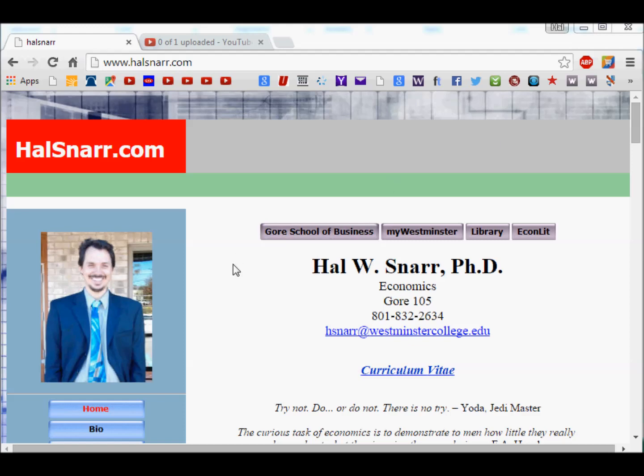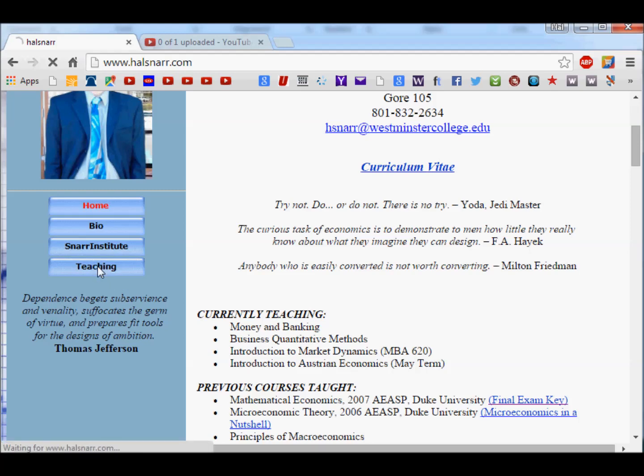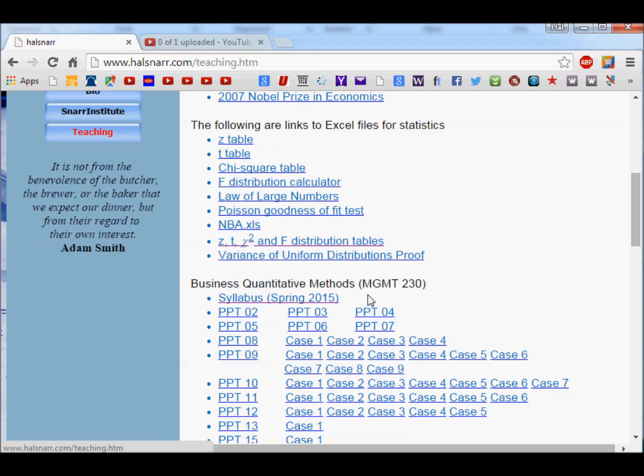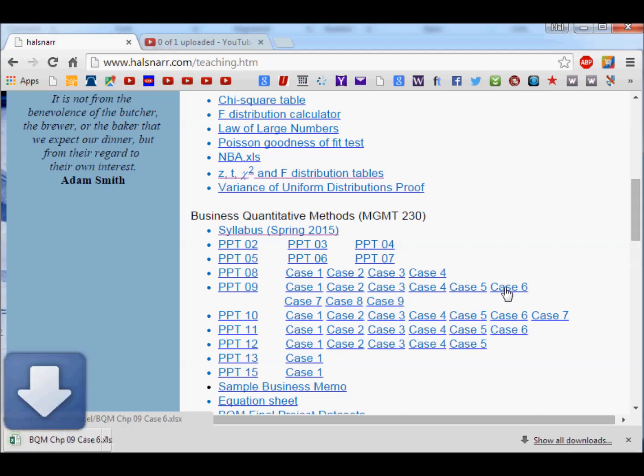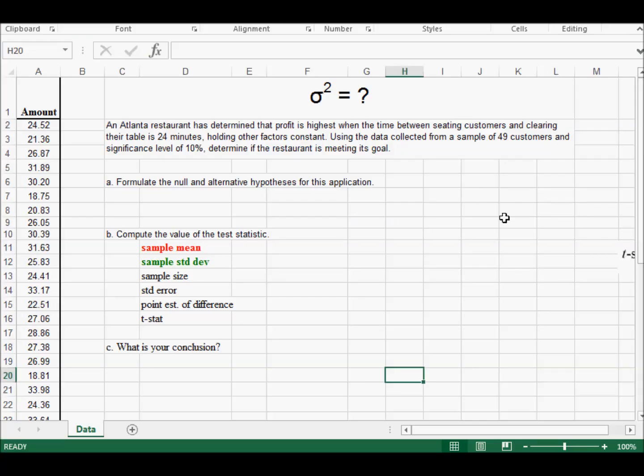Now we want to do case 6 from chapter 9, which is on my website. Click on teaching, scroll down until you see PowerPoint 9 and case 6. Now case 6 is the sigma unknown version of case 3. So in case 6 you have to copy data from case 3 into case 6, and I've already done that. So here is chapter 9 case 6.